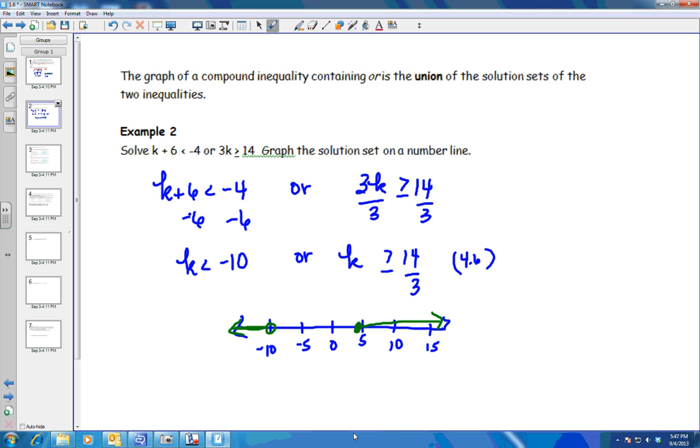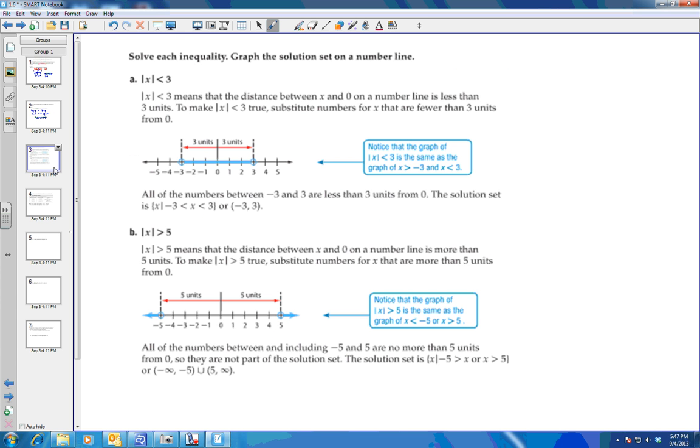All right, let's look at the next thing. Okay, so this was out of your book on page 43. It says solve each inequality, graph the solution set on a number line. Now they're going to introduce absolute values with inequalities. Okay, the absolute value of x is less than 3 means that the distance between x and 0 on the number line is less than 3 units.